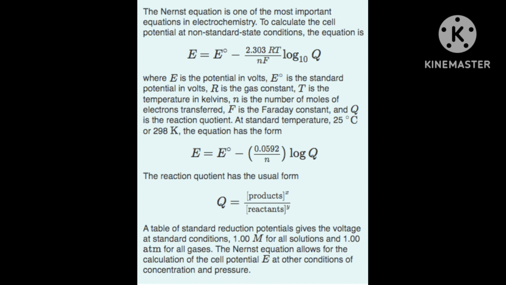Now the change you have to make, the fourth step, is to put in the values of R, T and F. These values are constant, you know. R value is 8.314 joule per Kelvin per mole, that is the fixed R value. And the T value at 25 degrees is 273 plus 25, 298.